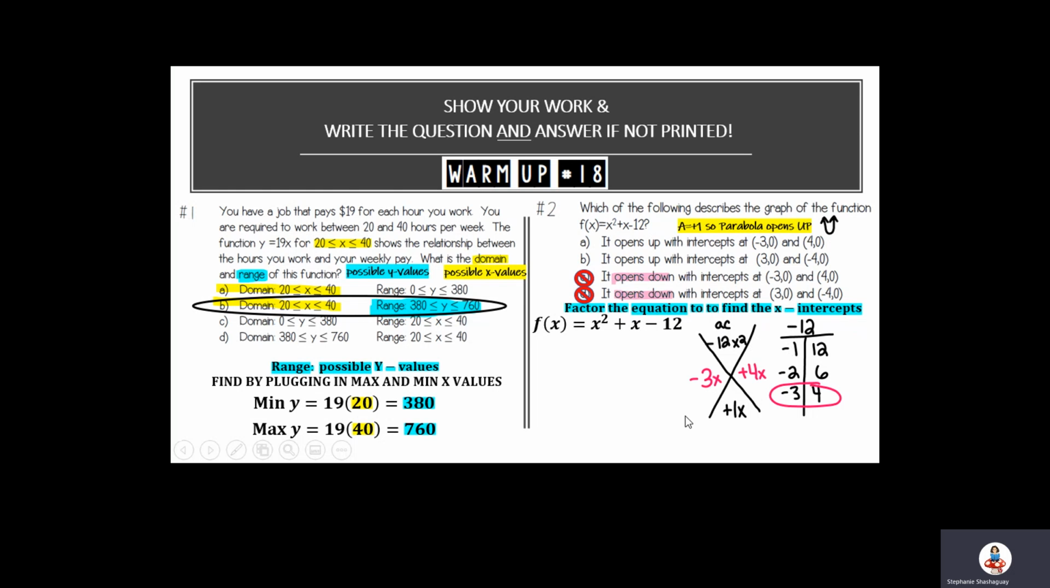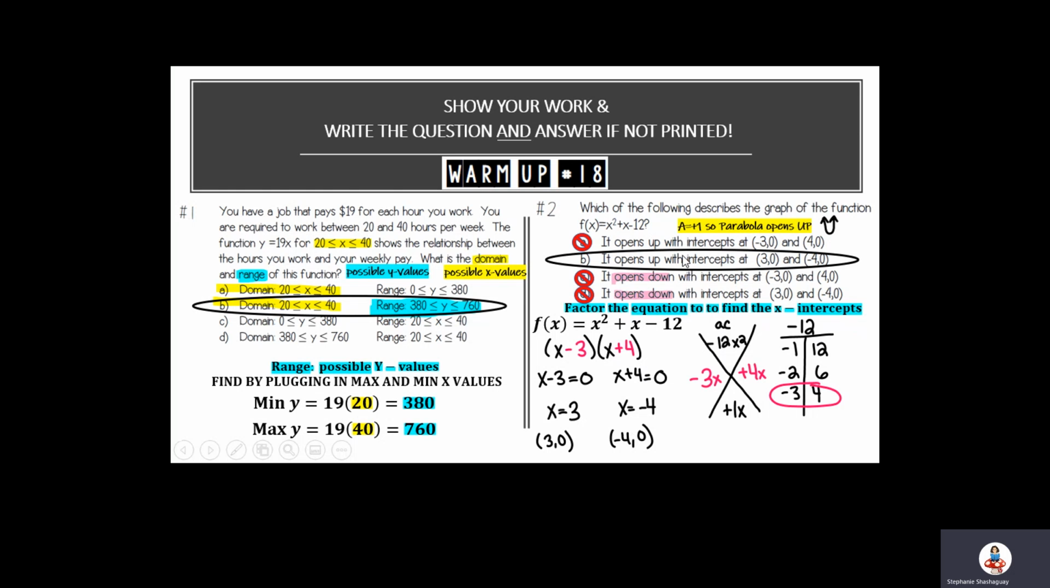So now that I have my factor puzzle, my cross puzzle done, now I can identify my factors as x minus 3 and x plus 4. Okay, if I multiply these two factors together, I'm going to end up back with this quadratic equation. So that's why we factored. Now we're going to use our zero product property rule in order to find our x values. So x minus 3 is equal to 0. So x is equal to 3. And x plus 4 is equal to 0. So x is equal to a negative 4. So if I list that as an ordered pair, I have 3, 0 and negative 4, 0. So that means that my answer here is B.